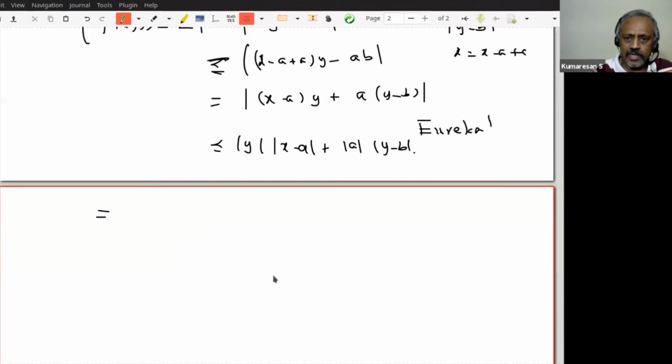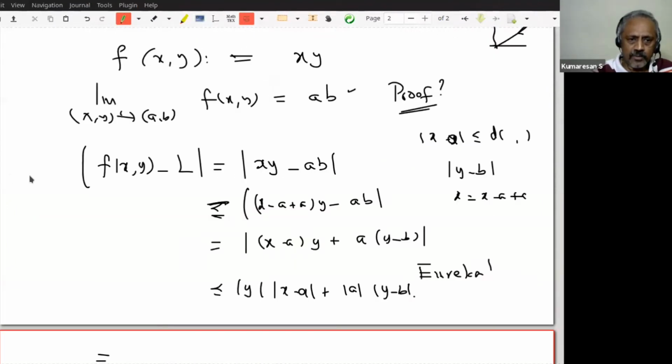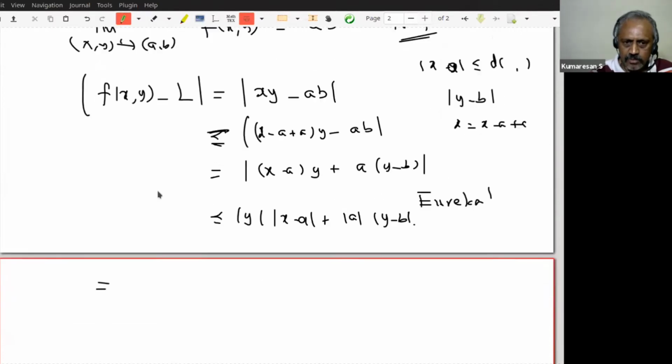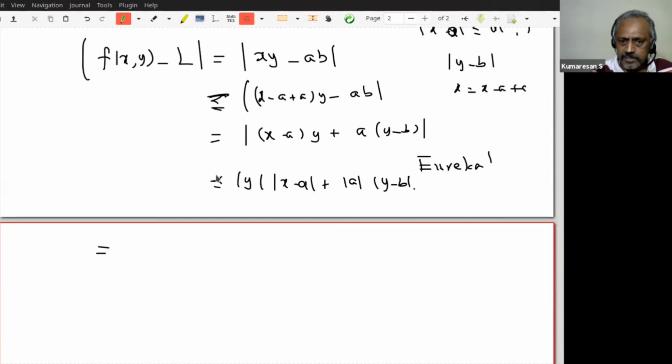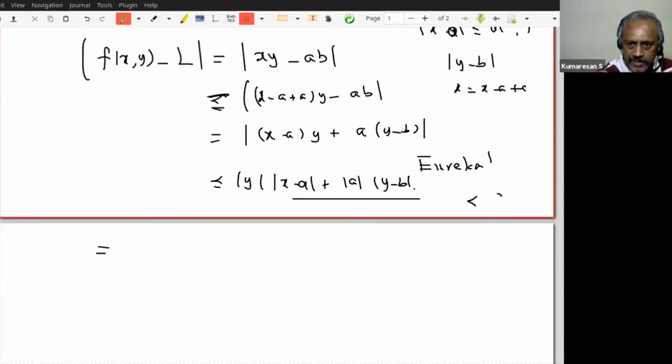Now, what do I want? Now I go back. If you give me an epsilon, I want to show this side, mod fx minus L, should be less than epsilon. If I make this last one less than epsilon, then automatically the left side will be less than epsilon. Do you understand? So I want to make the sum of these two terms less than epsilon. So we are all fair-minded. What do you mean by this? I want to make sure this object is less than epsilon.